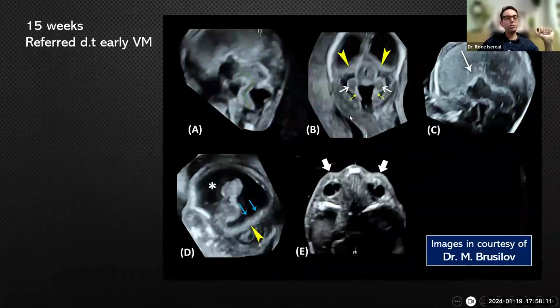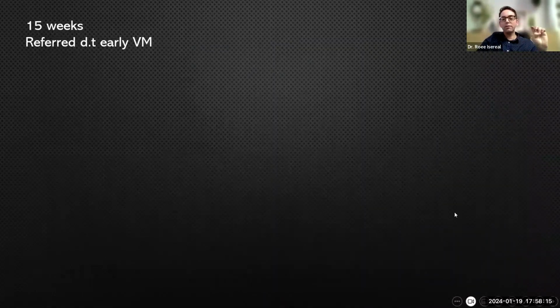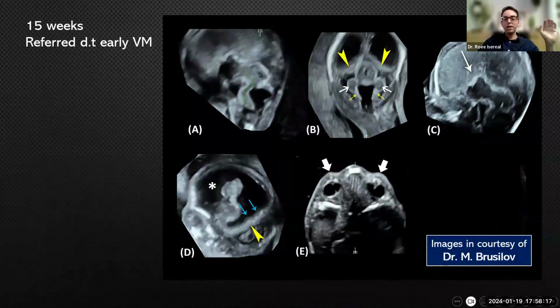And this is the last case I would like to show you, coming to the end of my talk. This is a case at 15 weeks that was referred for ventriculomegaly, and these wonderful images were given to me with permission from my dear friend and colleague, Dr. Brusilov, who is also one of the speakers here. And I would like to focus on the findings of the midbrain, hindbrain. However, there were additional findings, and you all heard about this constellation of findings in the previous talk, so I will do it briefly.